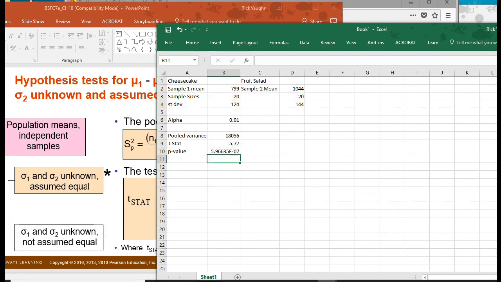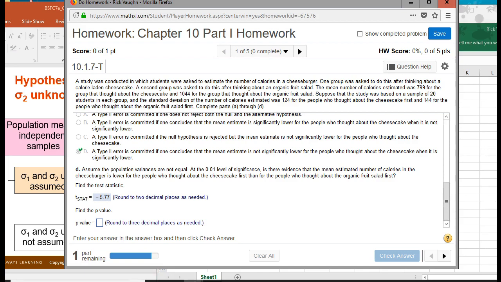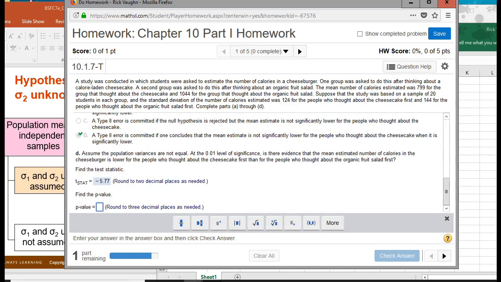Okay, again, this is in scientific notation, so times 10 to the negative 7th. When you round this to the third decimal place, it's going to be 0.000. It's not exactly 0, but it's darn close to 0. All right, so we'll round this to 3 decimal places and put 0.000.